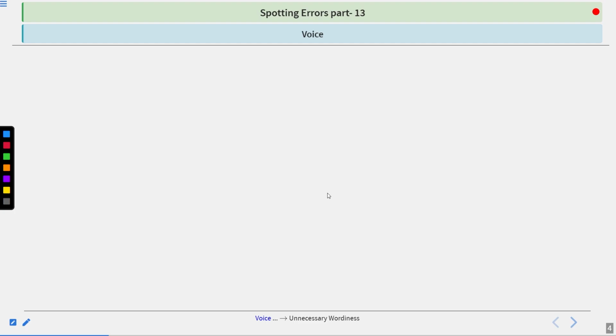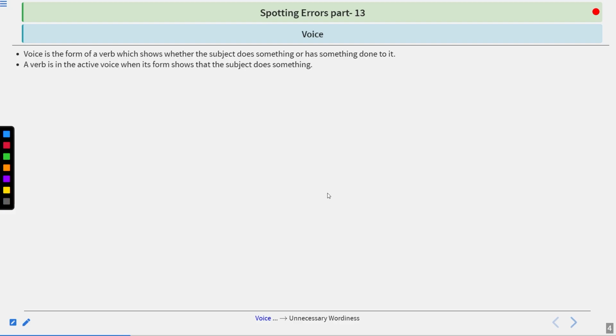Voice. First of all, read the definition to understand. Voice is the form of a verb which shows whether the subject does something or has something done to it. So what you have understood by reading the definition is that in active voice the subject does something, and in passive voice, something is done to the subject. I hope you have understood.